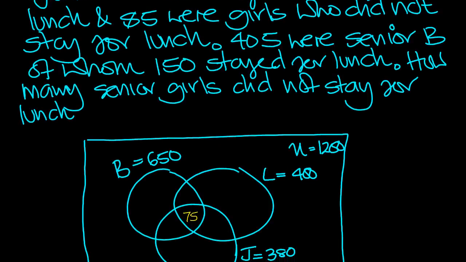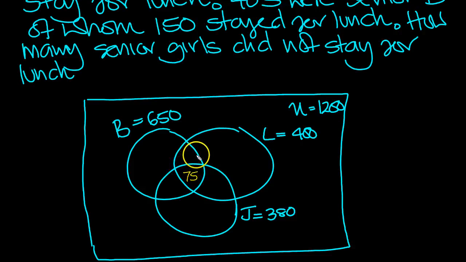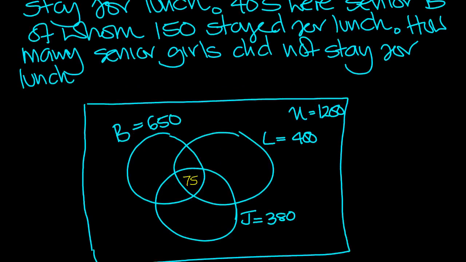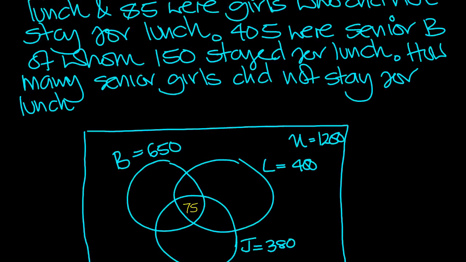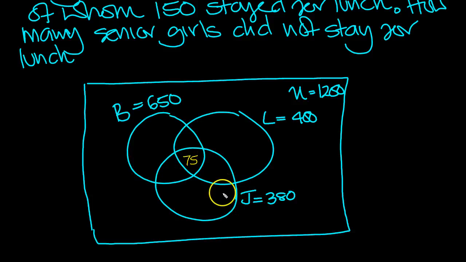85 were girls who did not stay for lunch, so they're girls, so they're not boys, so they're outside the boys circle. Of the juniors, 85 were girls, so it must be outside the boys, who did not stay for lunch, so outside the L as well. So they're juniors, but they're not boys because they're girls, and they didn't stay for lunch. So that's in here, outside the boys and the lunch circles. So there's 85 there.